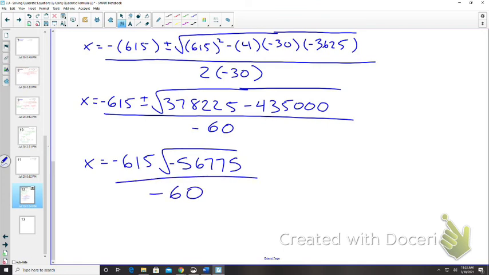Why did I say you guys are going to like this stuff? I don't know. It's a negative and it's no solution. Yeah, because it's a negative, right? We cannot take the square root of a negative number.